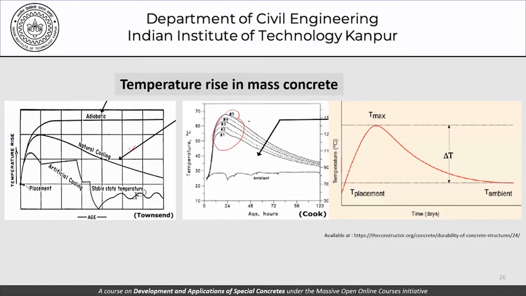Temperature in degrees centigrade, time in days, goes back to T ambient, it starts with T placement, and this is the delta T which we talk about. So there are two parameters here. One is the maximum temperature that comes around and the time at which this happens. Both these parameters are equally important when it comes to management of this heat of hydration issue in mass concretes, whether it is dams or high strength concrete or any other.